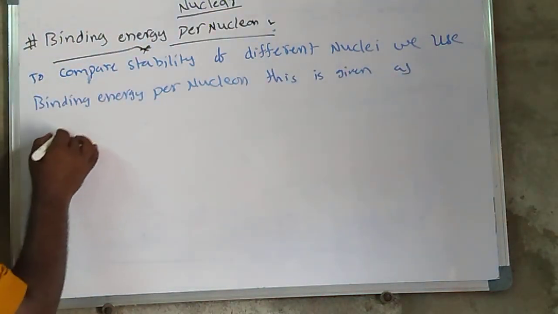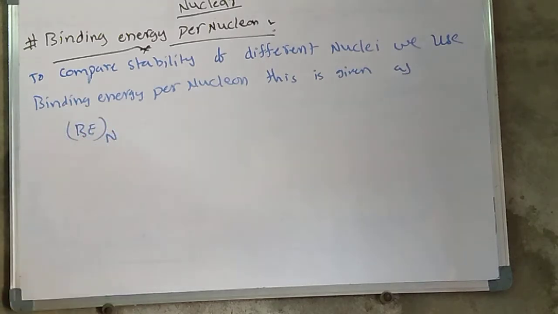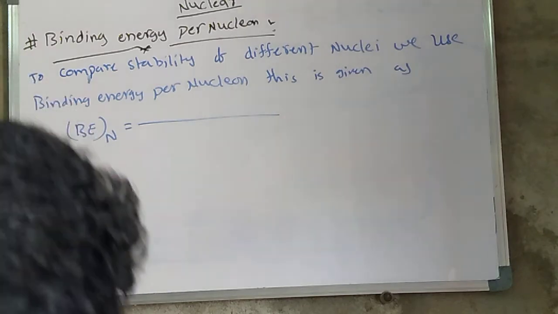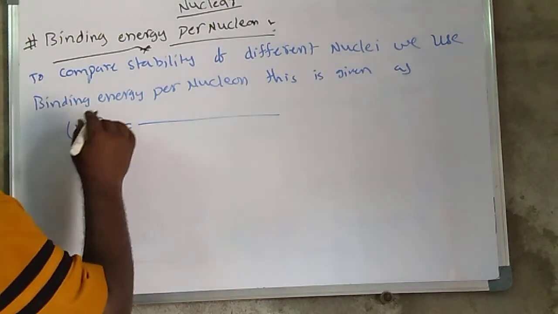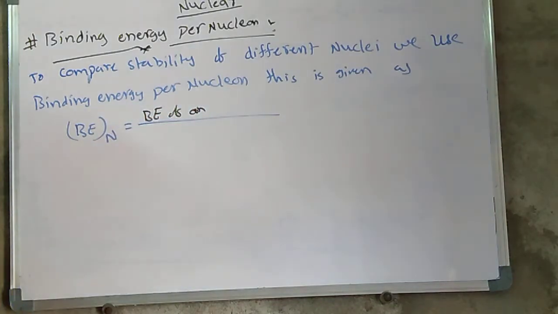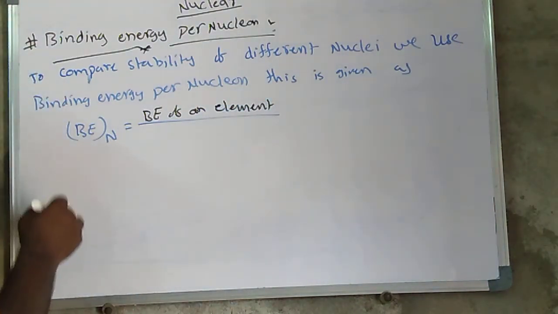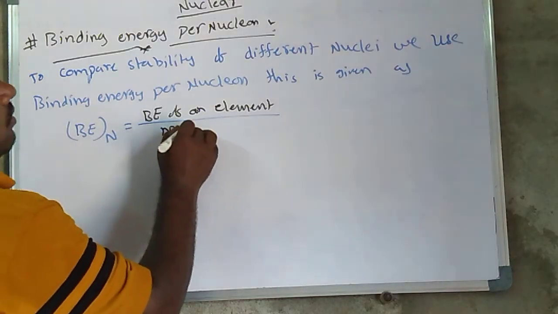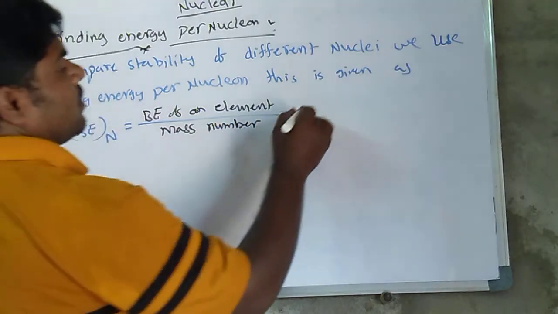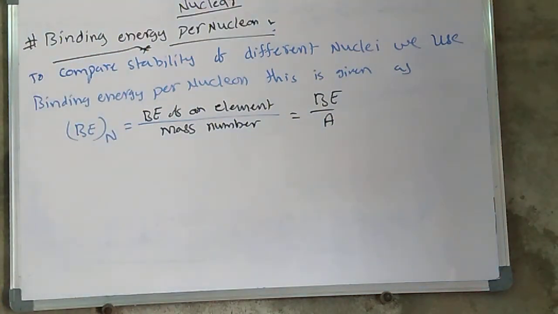Binding energy is denoted by the letters BE, and binding energy per nucleon is denoted by BEn. It is equal to the binding energy of the element divided by the mass number. Here, the binding energy per mass number we call the binding energy per nucleon.